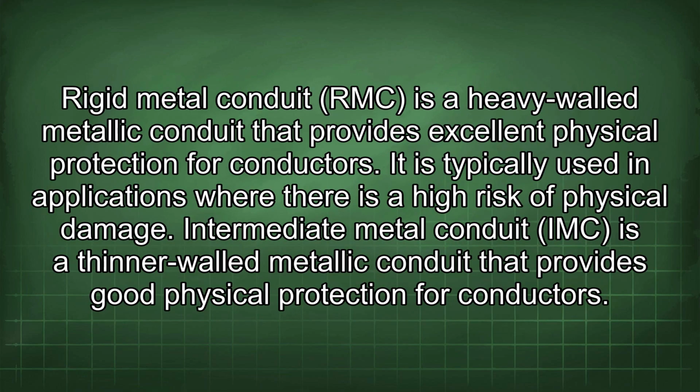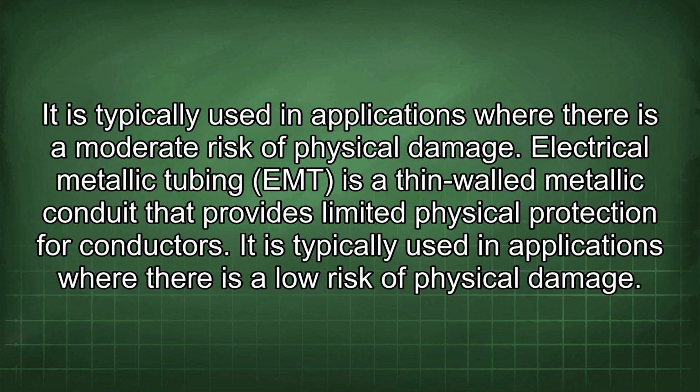Rigid metal conduit (RMC) is a heavy-walled metallic conduit that provides excellent physical protection for conductors. It is typically used in applications where there is a high risk of physical damage. Intermediate metal conduit (IMC) is a thinner-walled metallic conduit that provides good physical protection for conductors. It is typically used in applications where there is a moderate risk of physical damage. Electrical metallic tubing (EMT) is a thin-walled metallic conduit that provides limited physical protection for conductors. It is typically used in applications where there is a low risk of physical damage.